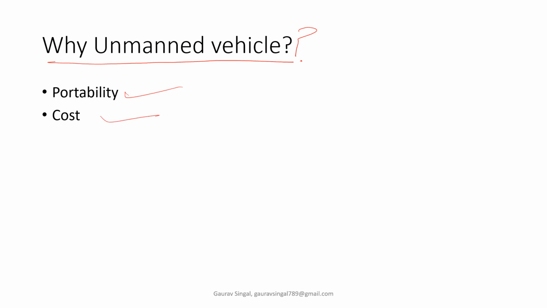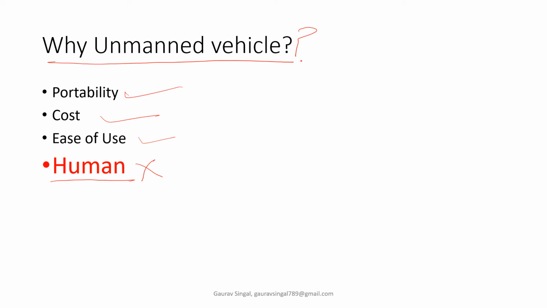Second is cost. Cost will reduce, ease of use, and the last thing, the main factor, is human. We don't want to lose a human during the scenario. Suppose a plane is going to the border area for surveillance, and at the same time the enemy attacks the plane. So the plane will crash with our pilot.